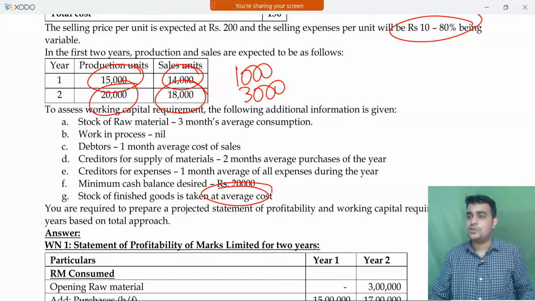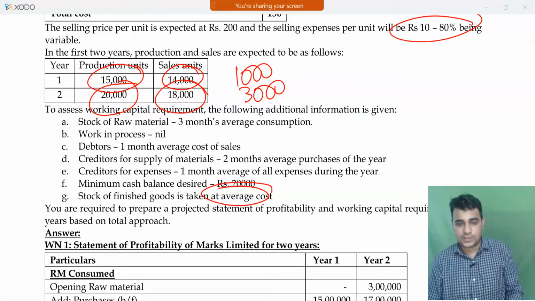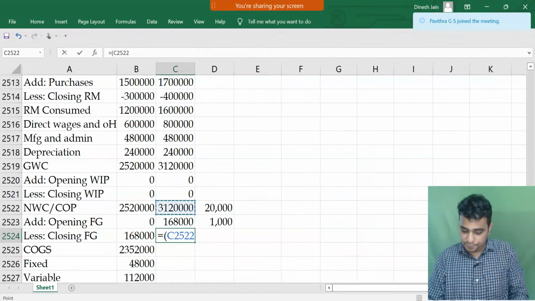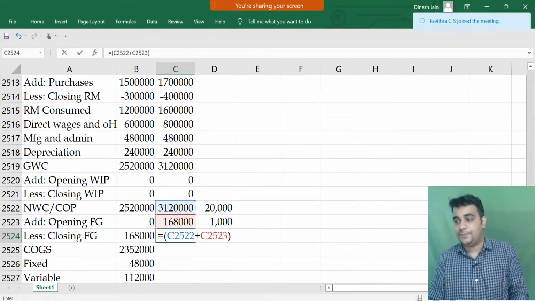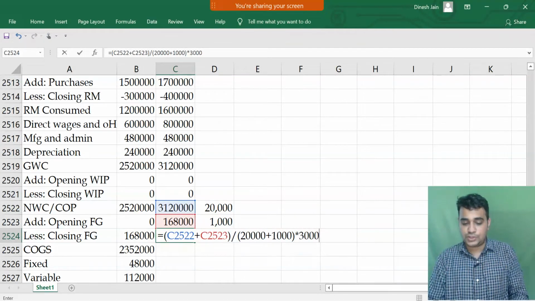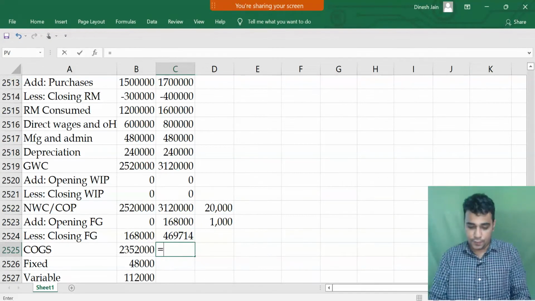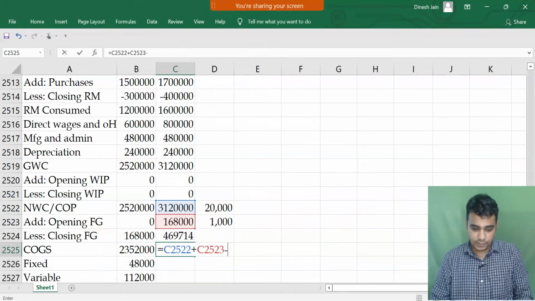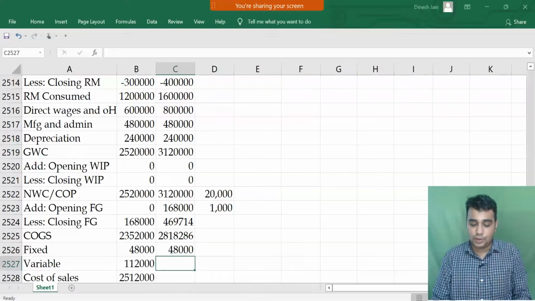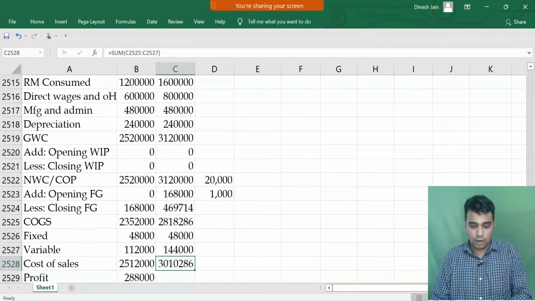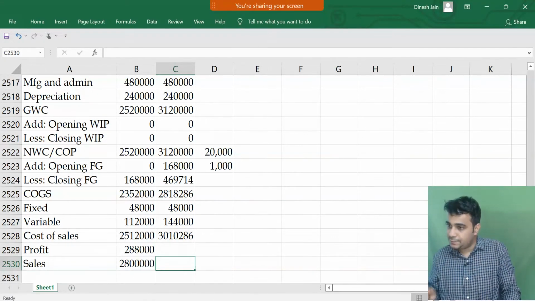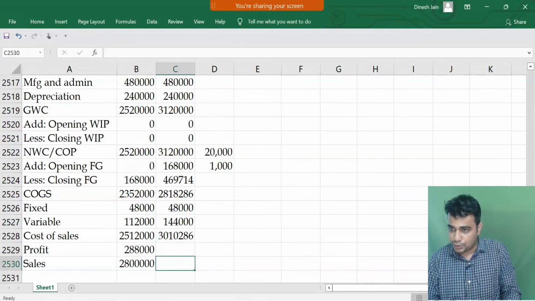Okay, average cost. Stock of finished goods is to be taken at average cost method. So average cost method, we have done this in the cost sheet chapter. Cost of production plus value of opening FG, divided by units produced plus opening FG units, into closing stock. So 4,69,714. This 48,000 will remain as it is. Your variable cost is 8 into units sold, 8 into 18,000. Cost of sales, profit and then sales. Any doubts on this part? Your fixed expense has to be on the overall capacity of 24,000 units.